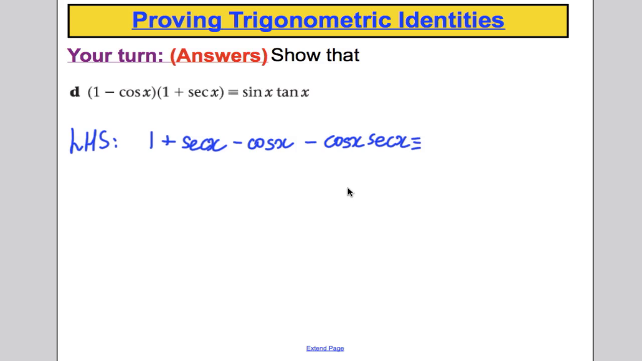Okay, what's that equal to? Can we do any work on this? Well, sec is 1 over cos, better write it like that, it's always helpful. Well, we've got our subtract cos x, and cos x times sec x. Well, cos x times sec x is cos x over cos x.